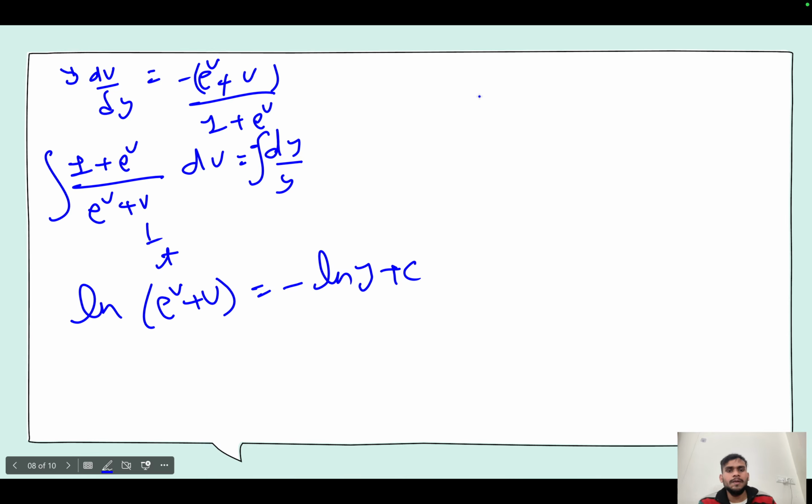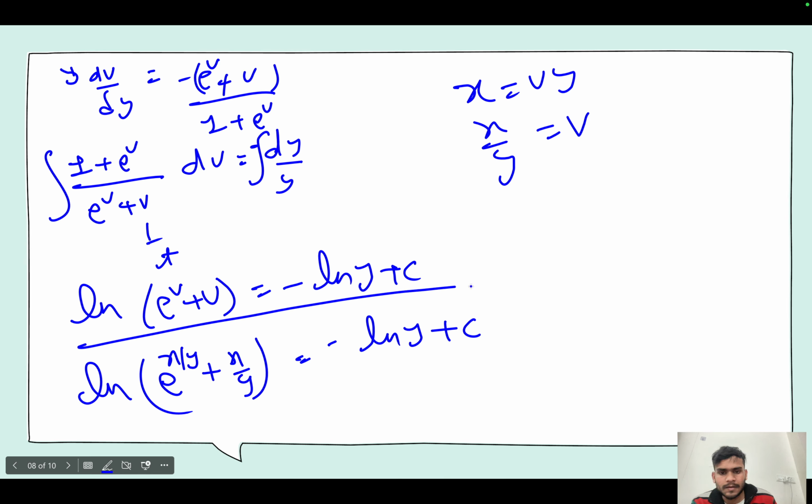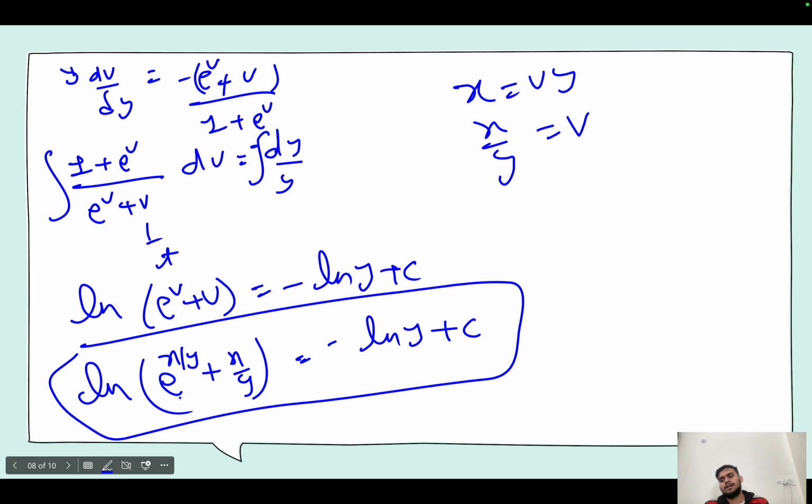And we have let x is equal to vy, so x by y is equal to v. Put here ln of e to the power x by y plus x by y is equal to minus ln y plus c. That is the required answer for our question, our differential equation. Okay.